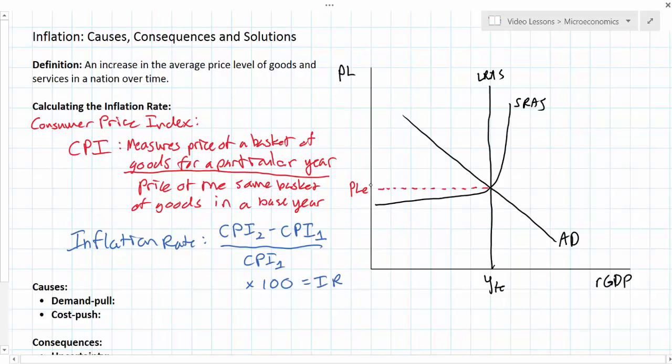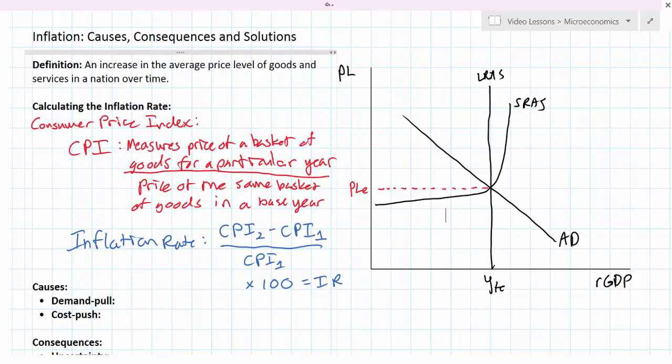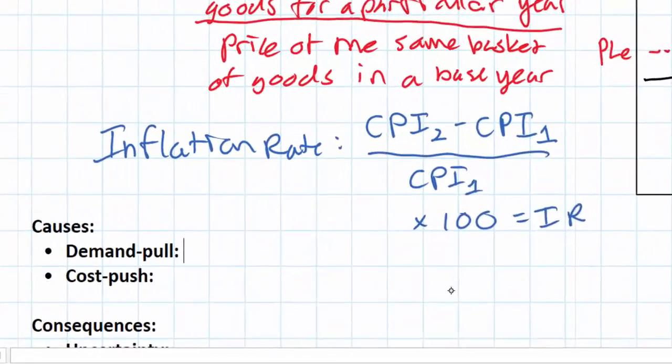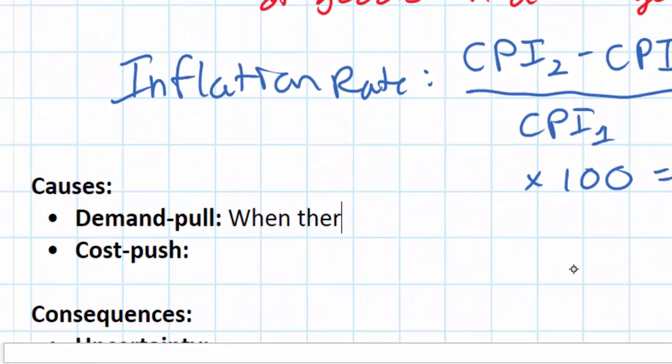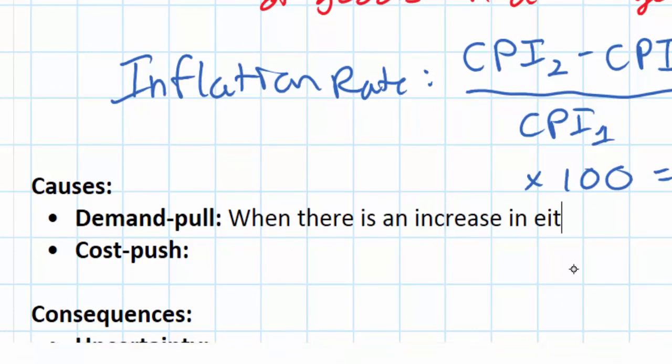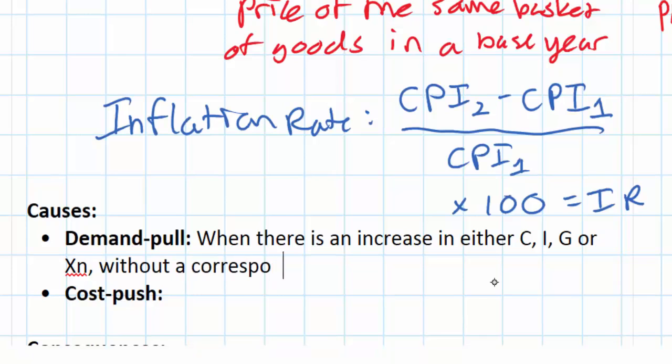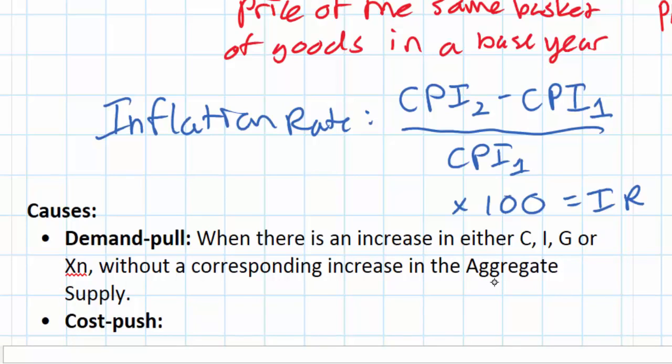Now, when an economy is in equilibrium, there are only two things that can cause inflation to increase, and that's either an increase in aggregate demand or a decrease in aggregate supply. Let's look at demand pull inflation first. Let's define it down here, and then we'll illustrate how it looks on our graph. Demand pull inflation occurs when there is an increase in either C, I, G, or XN, which, as you should now know, stand for consumption, investment, government spending, or net exports, without a corresponding increase in the aggregate supply. In other words, if aggregate demand shifts out, but there is no increase in aggregate supply, we'll expect to see price levels rise in the economy.